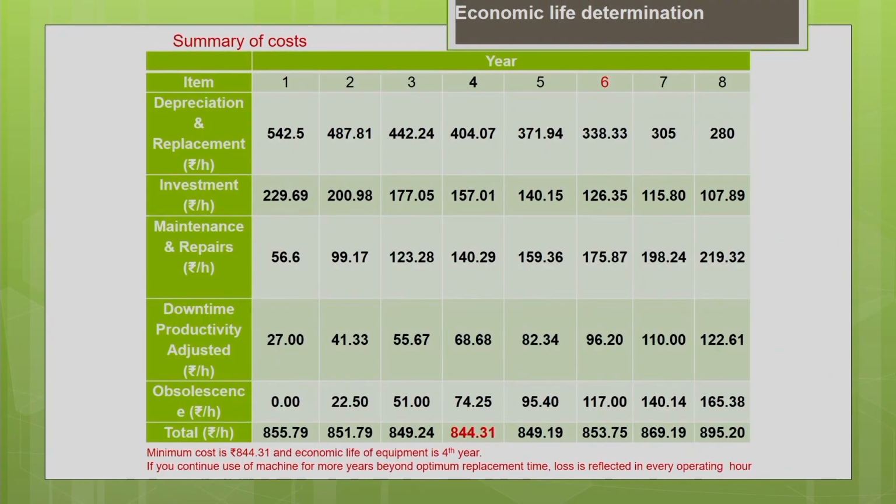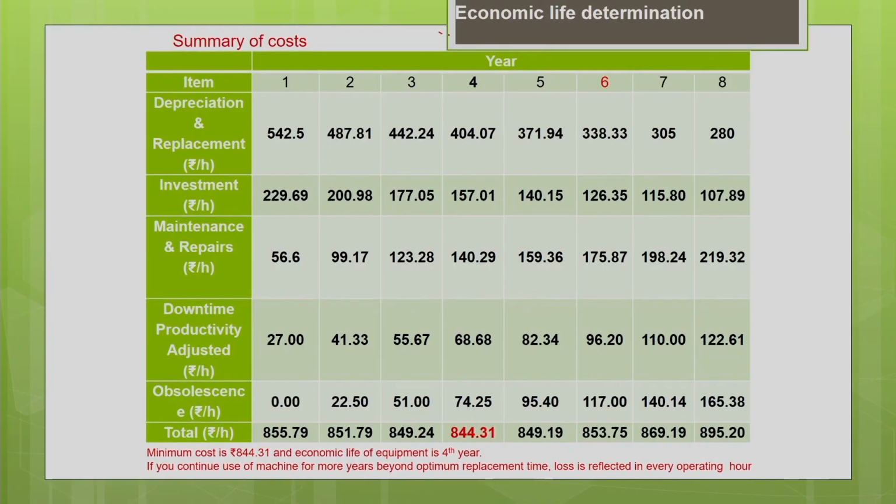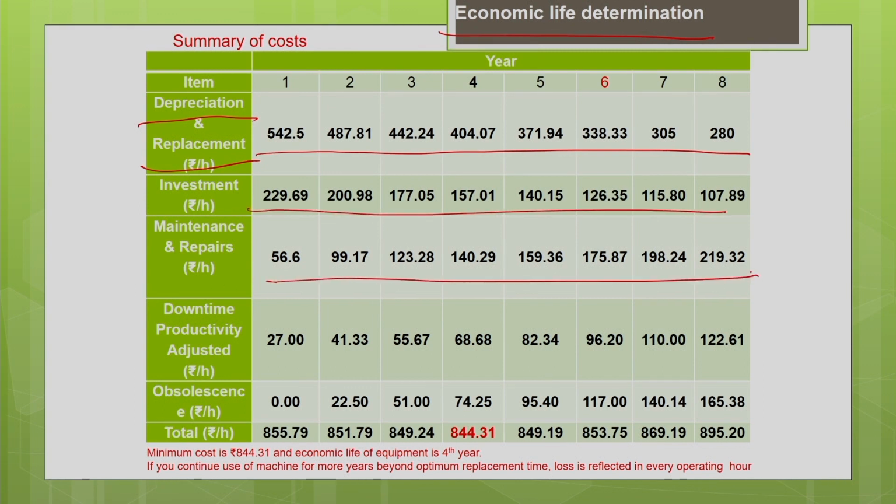Now, let us summarize all the costs we have calculated so far, so that we can estimate the optimum replacement time of the machine, or the economic life of the machine. The first is depreciation and the replacement cost. I have just summarized the values we have estimated for the 8 years. Similarly, the investment cost, the maintenance and repair cost for all 8 years, the downtime cost for all 8 years, then the obsolescence cost for all 8 years.